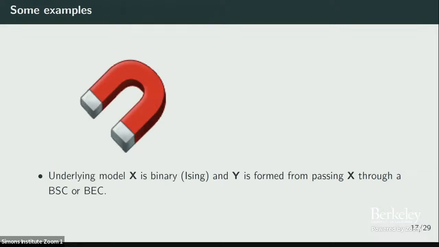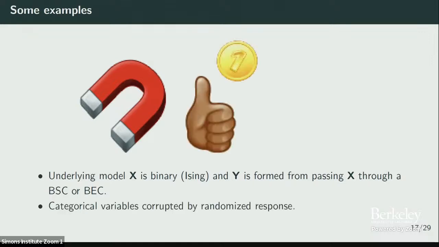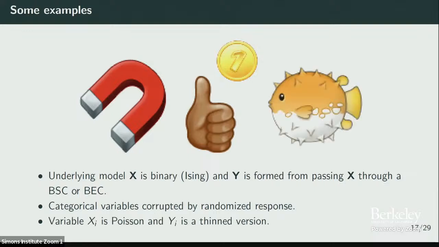So there are a lot of examples of this. Obviously, the one I mentioned before is binary data where you flip some of the bits. You can also think about categorical variables corrupted by randomized response. This is the kind of situation, maybe from a differential privacy perspective, that I'd be interested in. Then there's another example I think is pretty interesting, which is that each variable is Poisson. You're measuring some Poisson number of arrivals, but what you can actually measure is only a thinned version. So underlying, there are xi photons coming in, and you can only measure yi photons. I think this is pretty interesting.